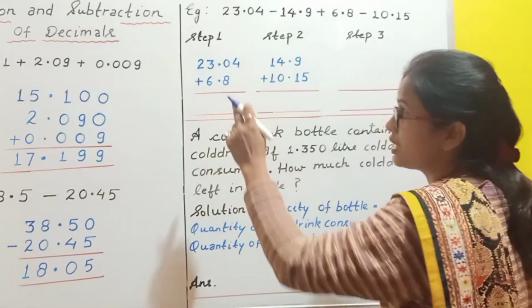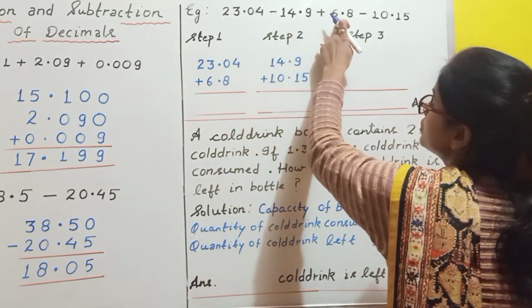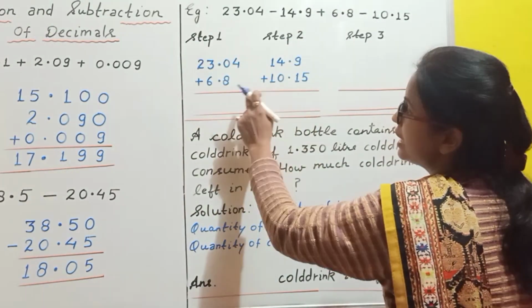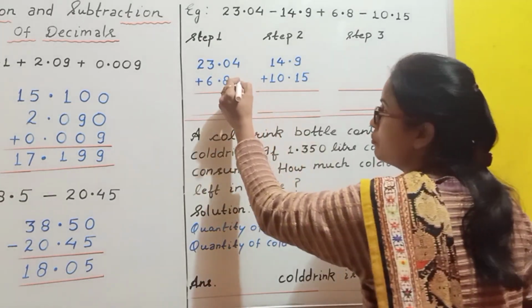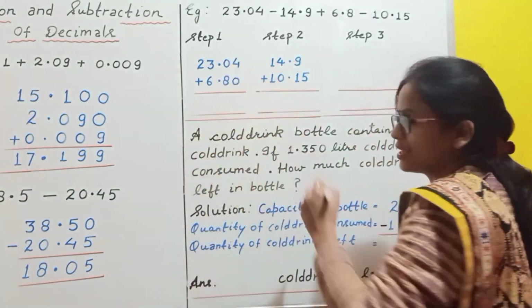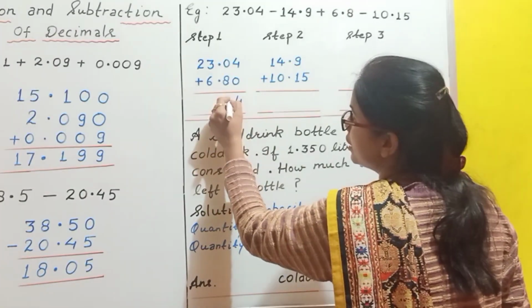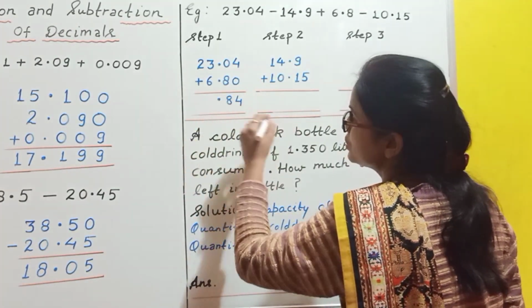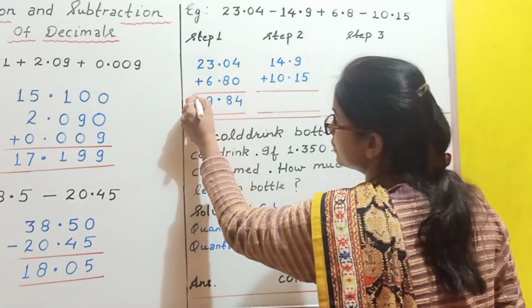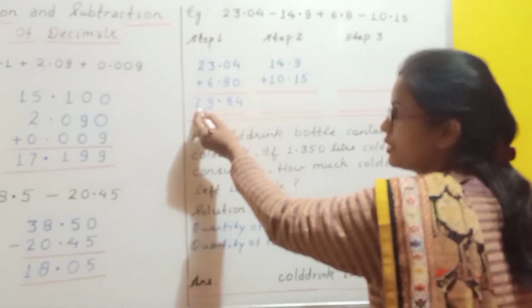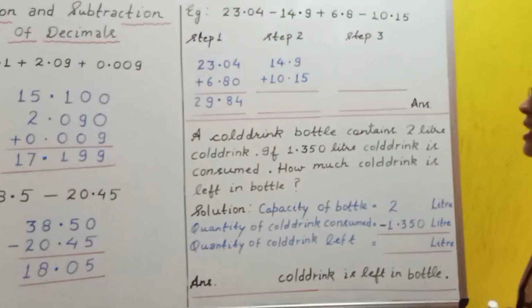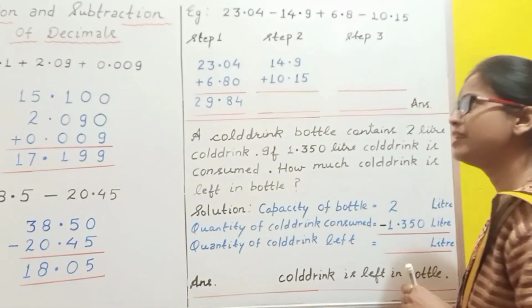Now look here. First I have written the positive numbers, see 23.04 and 6.8. We will add them because they are positive. Now make them like by putting 0 at the extreme right. Now add: 4, 8, then point, 9, then 2. Sum of positive numbers is 29.84.